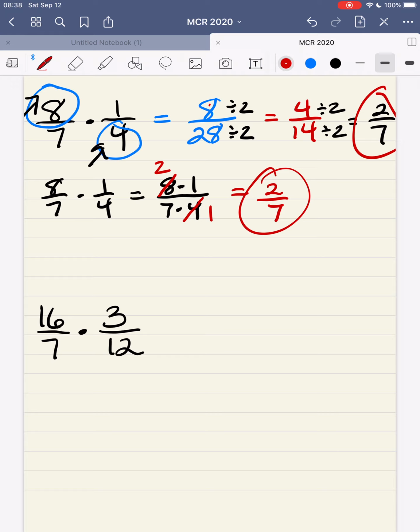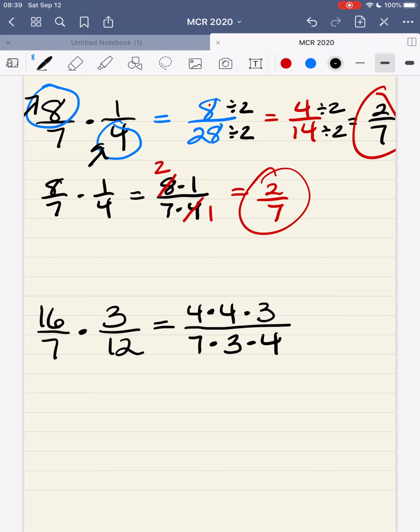Okay, so I have 16 over 7 times 3 over 12. All right, and what I'm going to go ahead and do is say, okay, well, I know 16 is 4 times 4. And I know I'm multiplying that by 3. So that's my numerator. So my 4 times 4 gives me my 16, and my 3 is already there. I'm going to go ahead and say, okay, well, 7 is 7 times 1. I can put 7 times 1 or just put 7. It's up to you. The ones don't necessarily change anything. And I know 12 is 3 times 4.